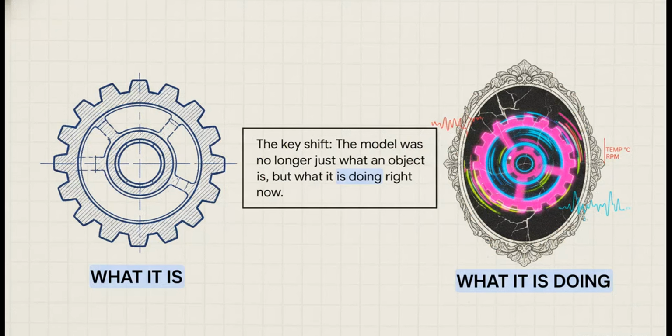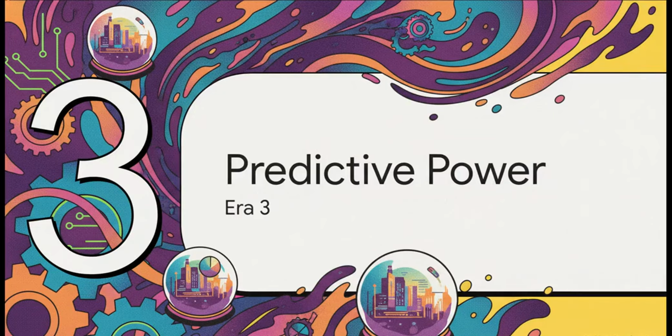So, the crucial point of this whole era is the shift in perspective. The digital twin wasn't just a blueprint anymore, describing what an object is. It became a living mirror, showing us exactly what that object is doing right here, right now. But just mirroring reality, that wasn't the end of the journey, not even close. The next leap forward is where things get, well, truly mind-bending.